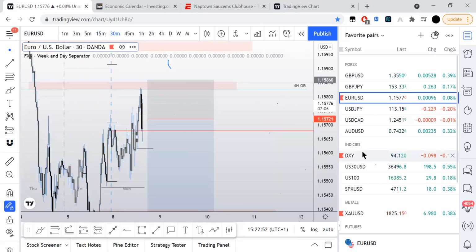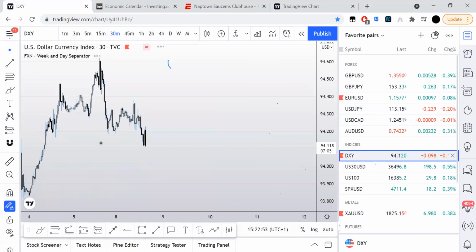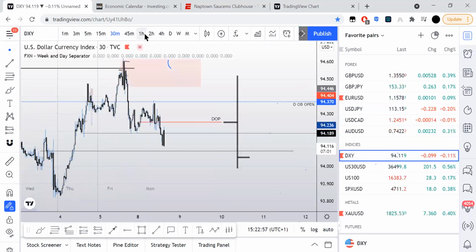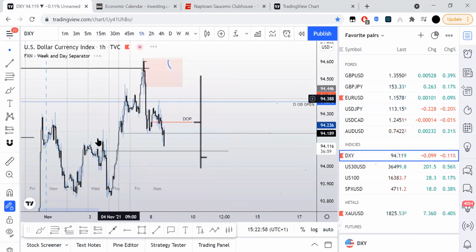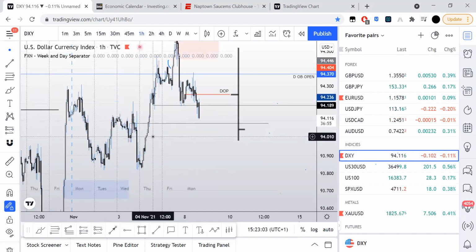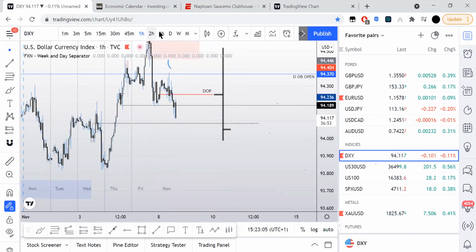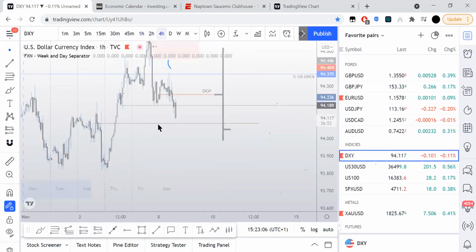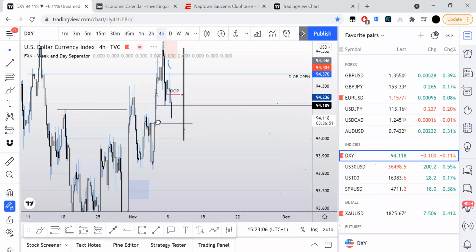Let's go DXY. Let's see what DXY is doing. So like DXY, yeah, I'm going deeper into this bearish order block. Let's go, open of it.